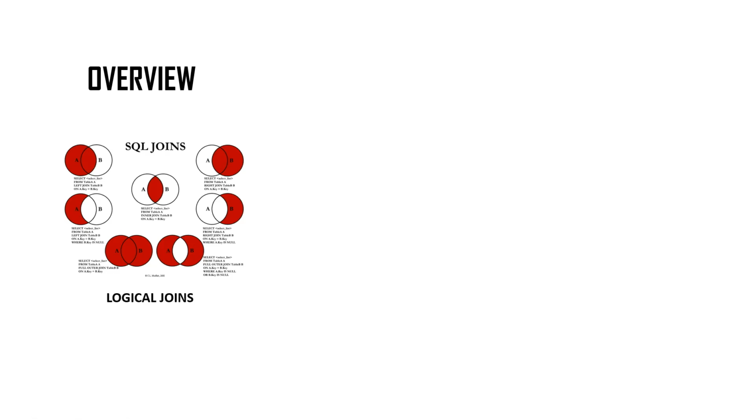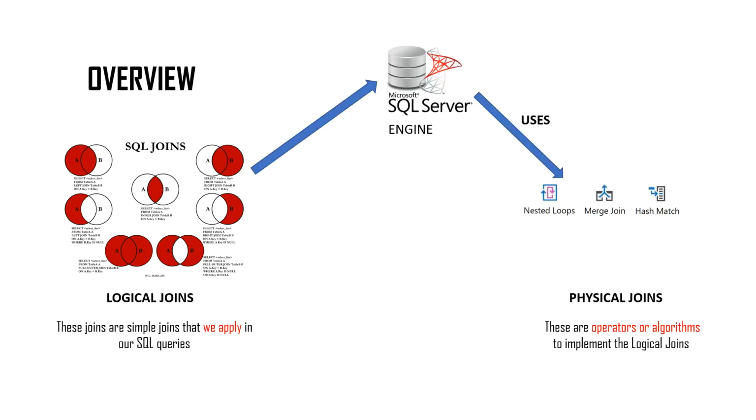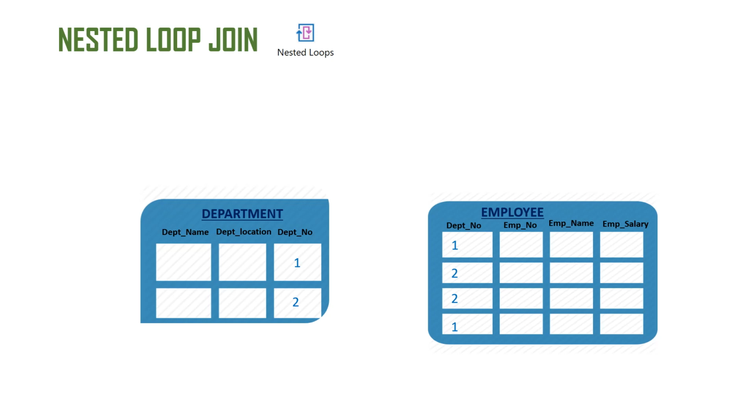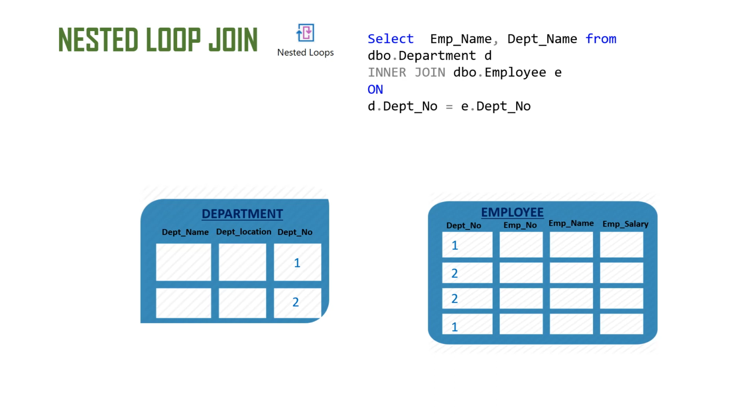So here is the overview. Whenever you write your SQL query which uses joins, the SQL Server engine uses these physical joins. It might use nested loops, merge join, or the hash match join to implement your logical join. In this video, we're going to see what happens when the SQL Server engine chooses nested loops to implement our join functionality. Let's take an example of two tables, the department table and the employee table, and we'll write a SQL query using an inner join, matching on the department number.